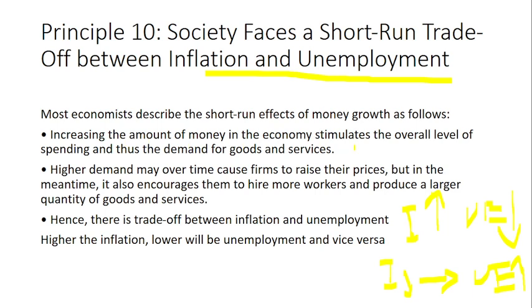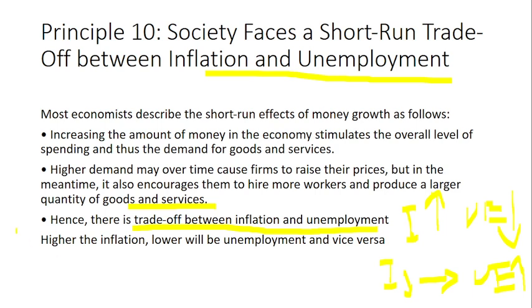An increase in the amount of money in the economy stimulates the overall level of spending and thus the demand for goods and services. So if you increase money supply, then there will be stimulation in the economy that will increase the demand for goods and services. Higher demand causes firms to raise their prices. But in the meantime, it also encourages them to hire more workers and produce a larger quantity of goods and services. So prices rise, but at the same time, unemployment comes down. Hence, there is a trade-off between inflation and unemployment.